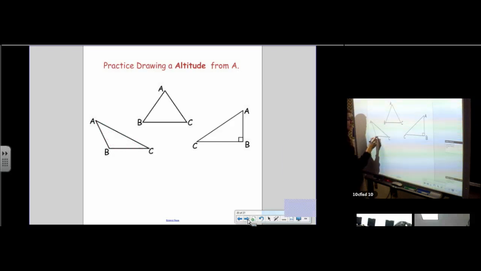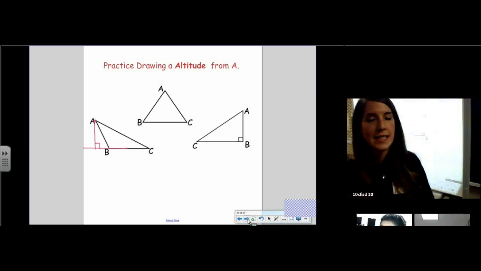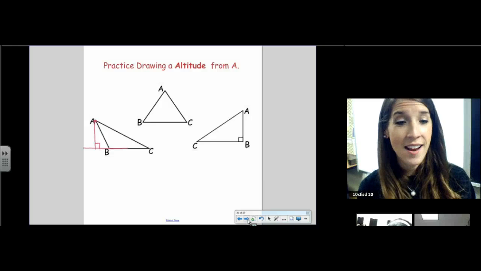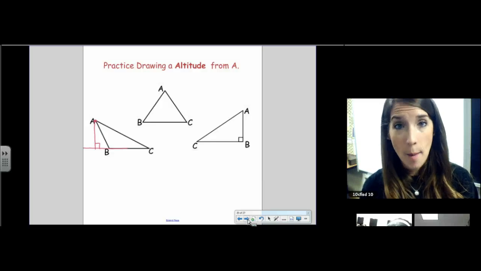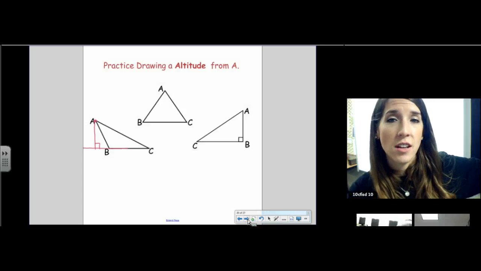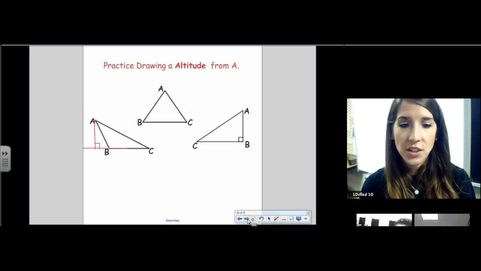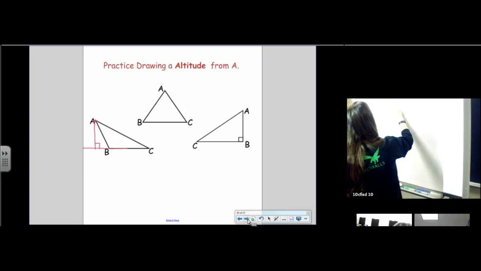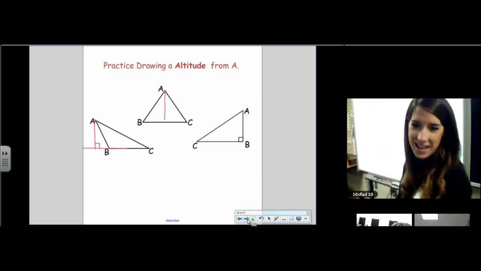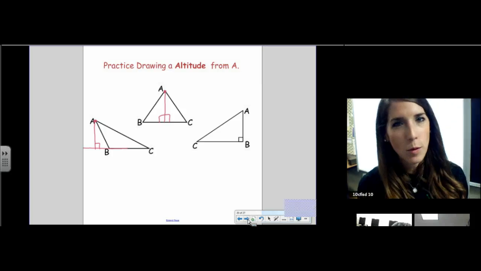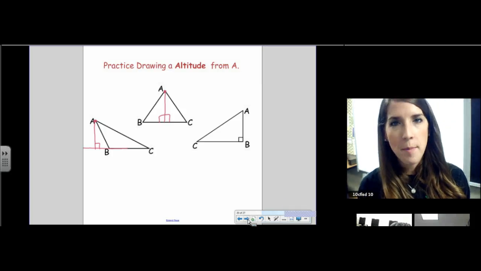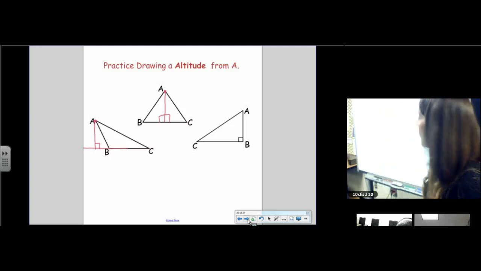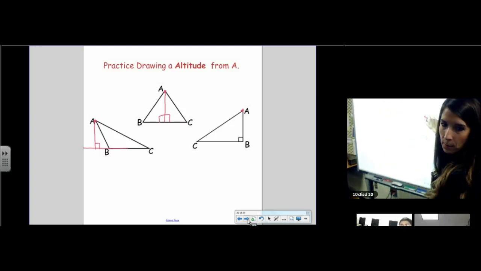So I'm going to have to extend BC, and then I can draw my altitude from angle A. So that's why it says the line containing the opposite side, because that altitude is not hitting the opposite side. It's hitting the extension of the opposite side. So there's our altitude. That's what it looks like in an obtuse triangle. What does it look like in an equilateral triangle? Super boring. That's what it looks like in an equilateral triangle. What does it look like in a right triangle if I draw the altitude from angle A? If I draw the altitude from angle A, where do I go?